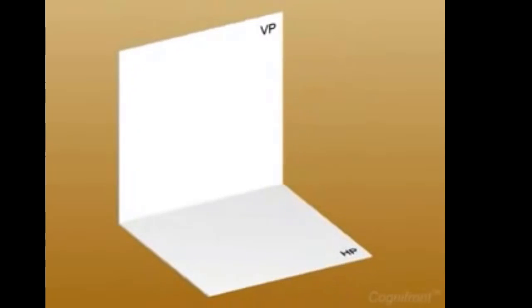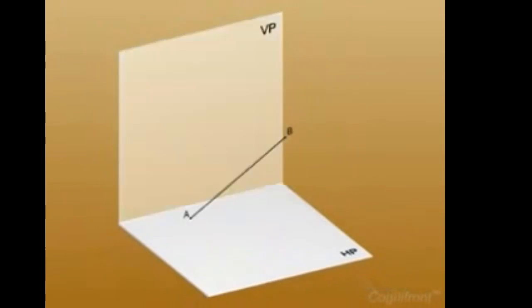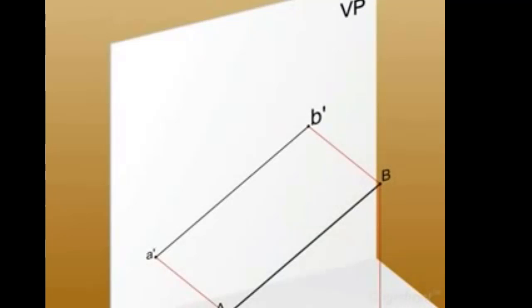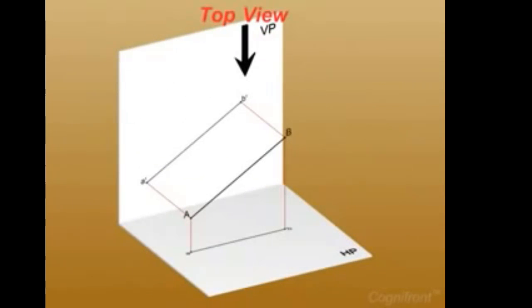Now let us take another case. A line AB is inclined to HP at an angle theta and parallel to VP at a distance of D units. Point A is H1 units above HP, while the point B is H2 units above HP. Well, look at the diagram carefully. The projection of line AB onto VP and HP is line A', B' as the front view and line AB as the top view respectively.